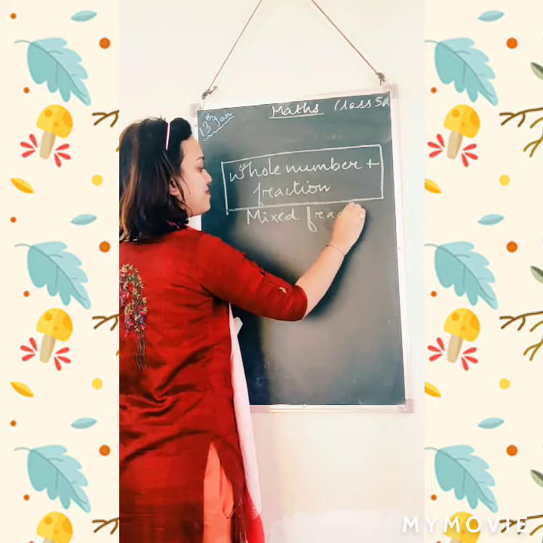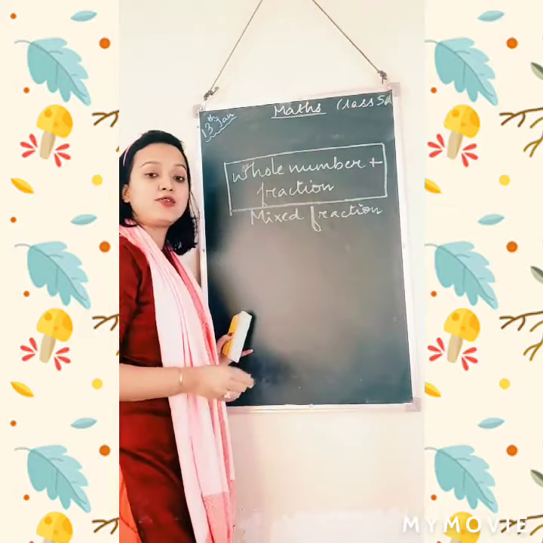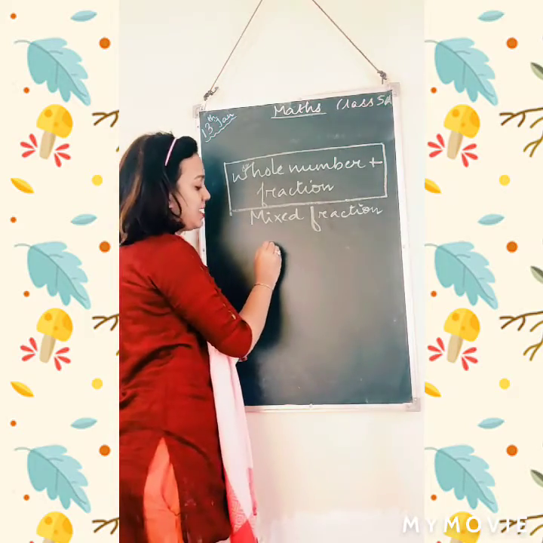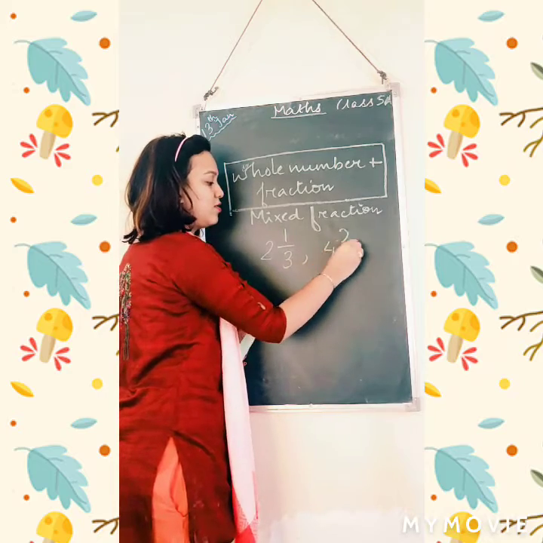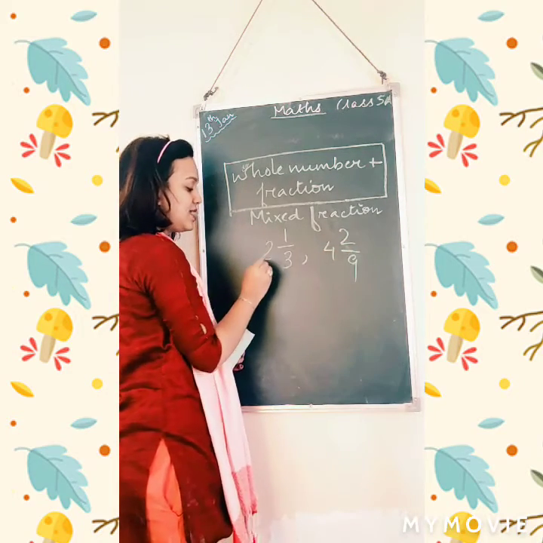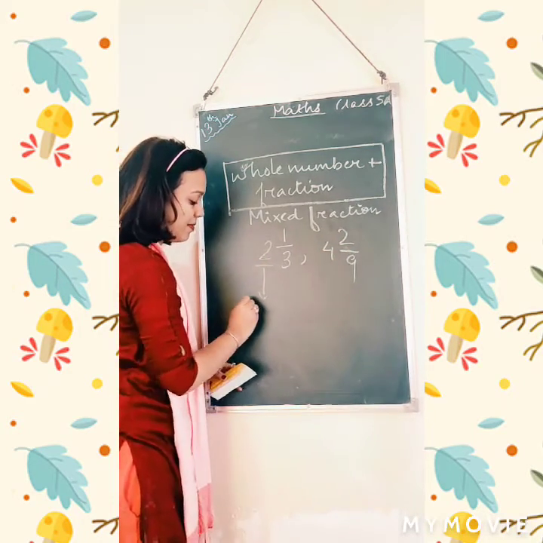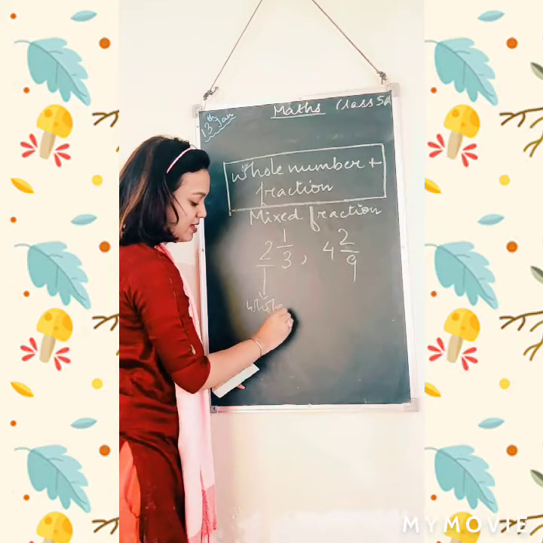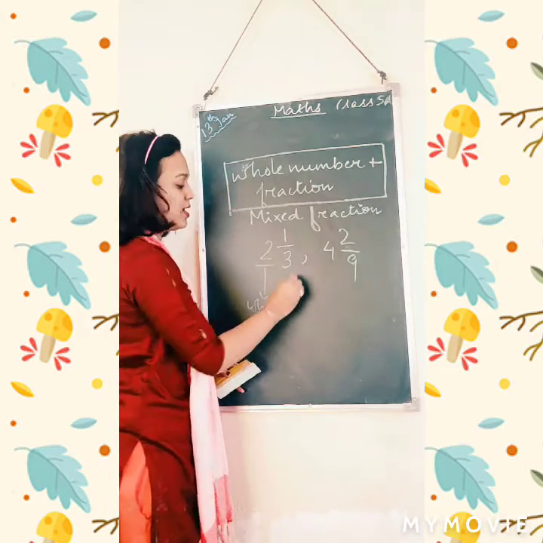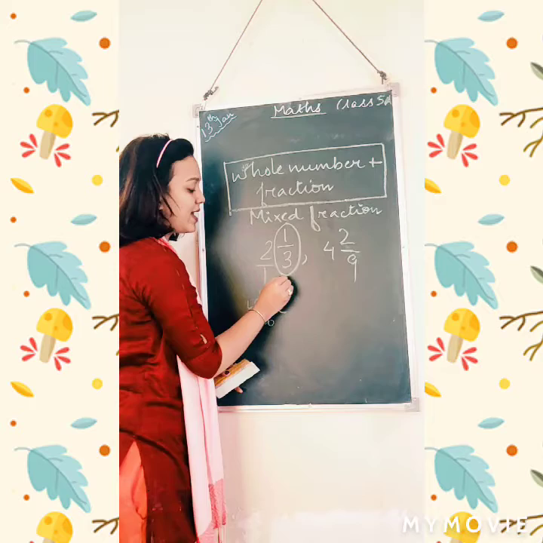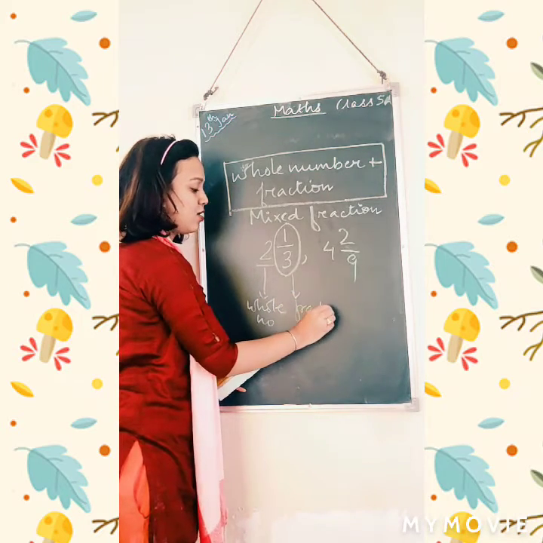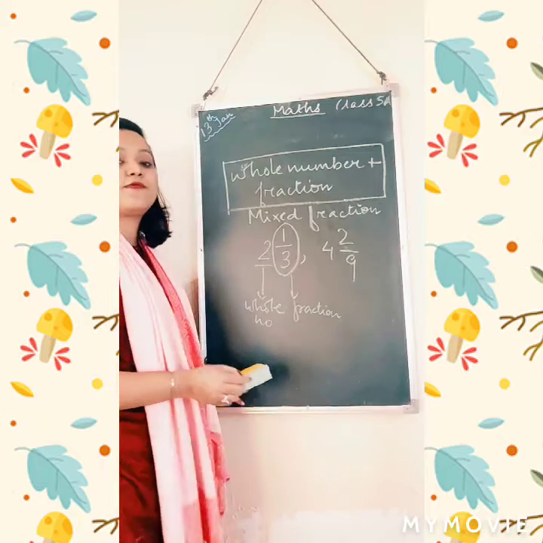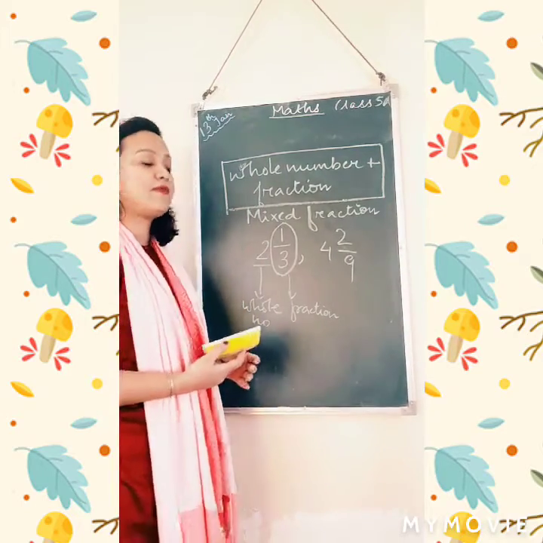How does a mixed fraction look? 2 1 by 3, 4 2 by 9. This 2 is your whole number, and this 1 by 3 is the fraction. So, a combination of a whole number and a fraction is called a mixed fraction.